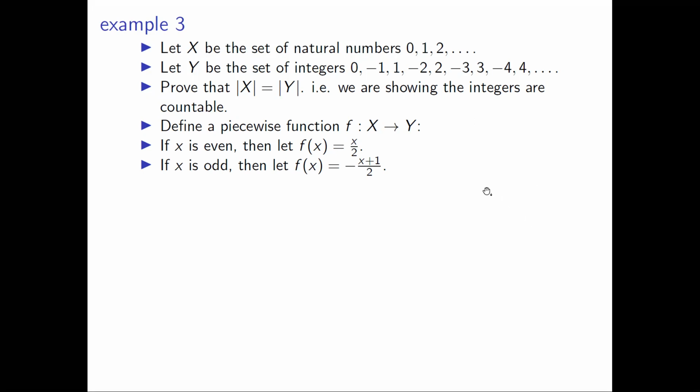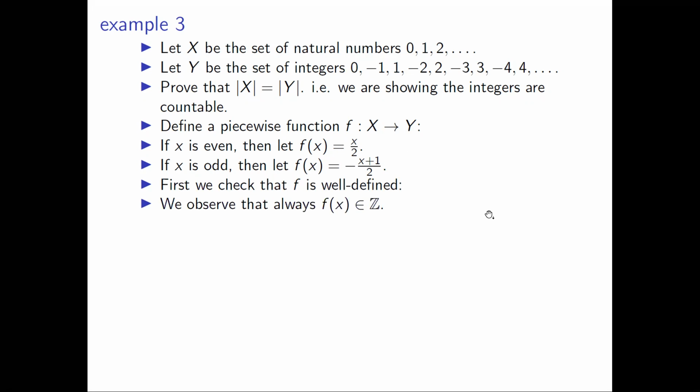To check that this f is well defined, we just need to check that for any input from the set X, we get an output which is in the set Y. We see that for an input from the set X, that input is going to be a natural number. If the input is even, the output of our function is x over 2, and x over 2 is going to be an integer if x is even. And if x is odd, then the output is going to be minus the quantity x plus 1 over 2, which will be an integer if x is odd. This means that the output of our function f is always in Y, because Y is the set of all the integers. So our function f is well defined.